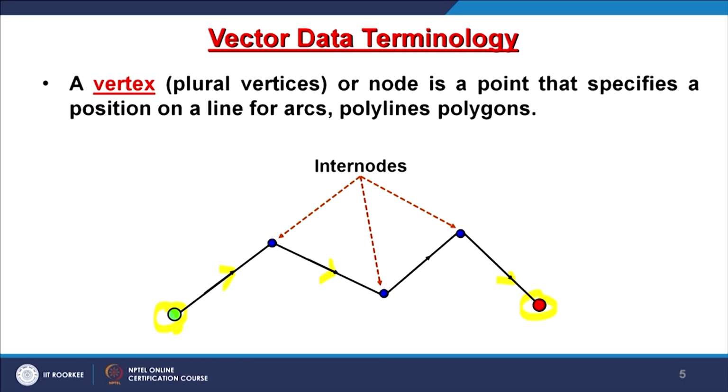So it will store the begin coordinate, the internodes or in-between coordinates, wherever the bends are there, and then the end one. So that will make up our line. So this is, as I have said, the begin node and the end node.